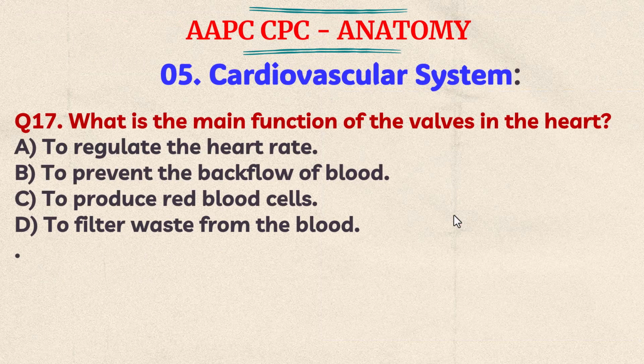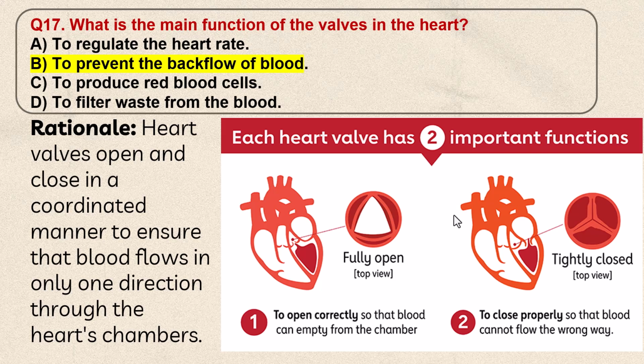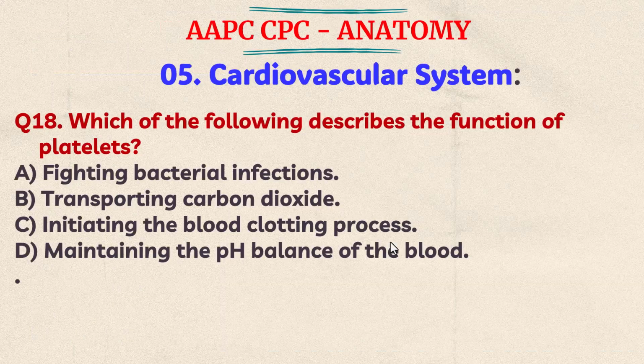Question number 17. What is the main function of the valves in the heart? A. To regulate the heart rate. B. To prevent backflow of blood. C. To produce red blood cells. D. Filter waste from the blood. Think the answer. So the correct answer is to prevent backflow of blood. The heart valves open and close in a coordinated manner to ensure that blood flows in only one direction through the heart's chambers.